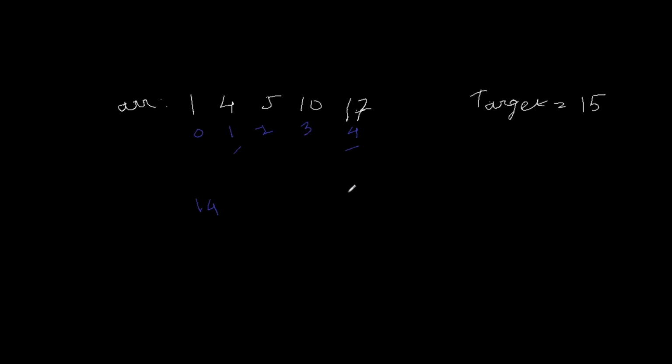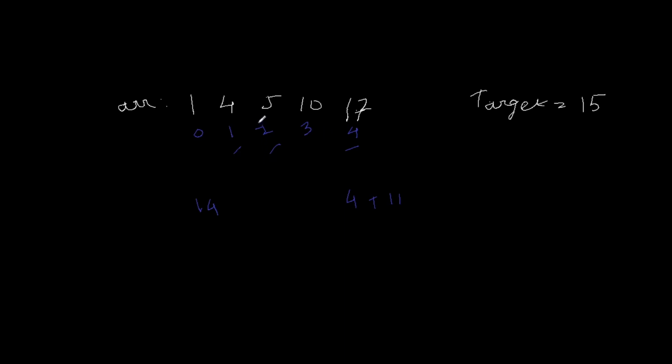So now we take 4. The number to be added to 4 to get 15 is 11. So we check the range 2 to 4 to see whether there exists 11 in that range. We see that 11 is not present.